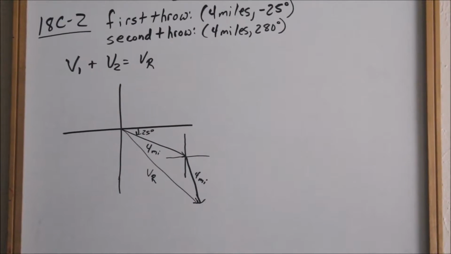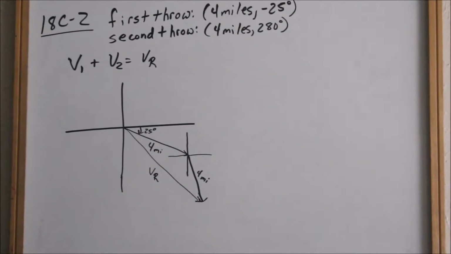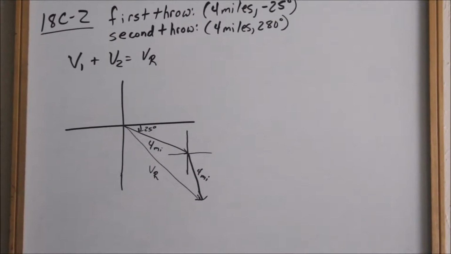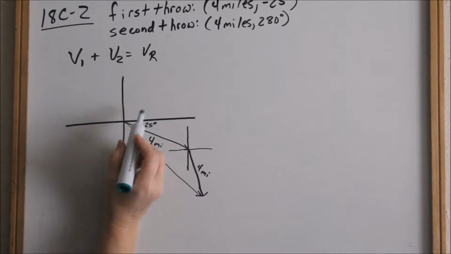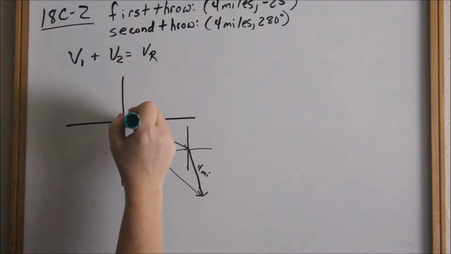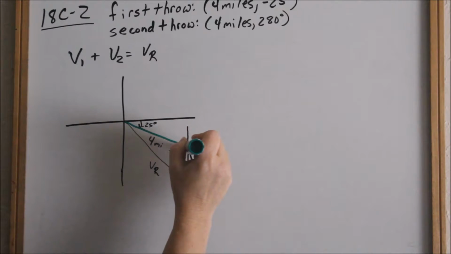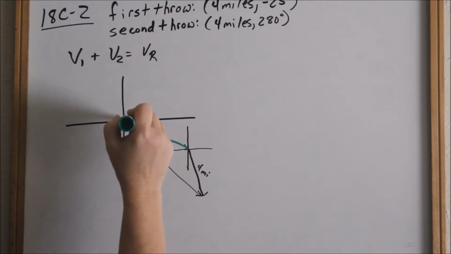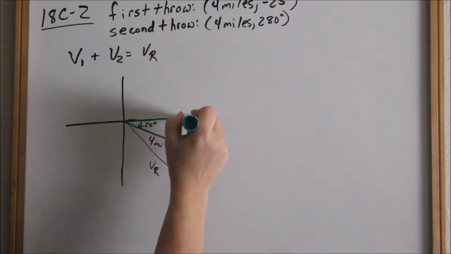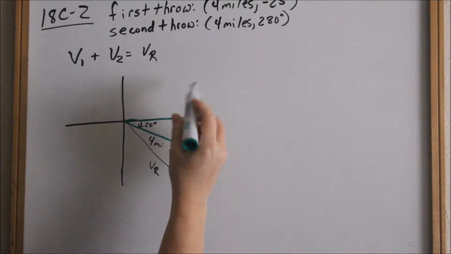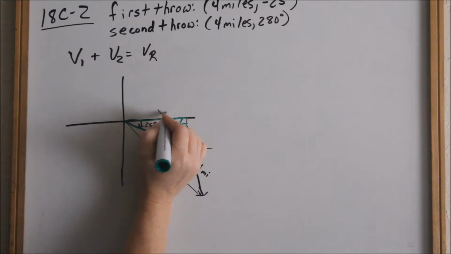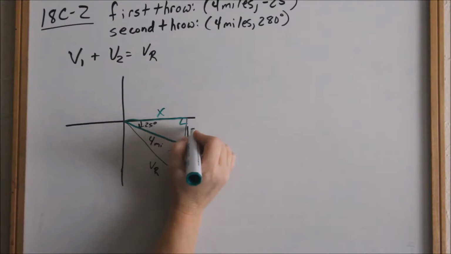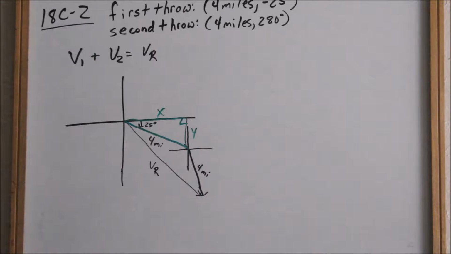But what you can do here is break this up into two different right triangles. So with my first throw being right here, I'm going to draw this with the green triangle. I can draw it into this triangle right there, that green right triangle. This would represent my x direction, that represents my y direction.